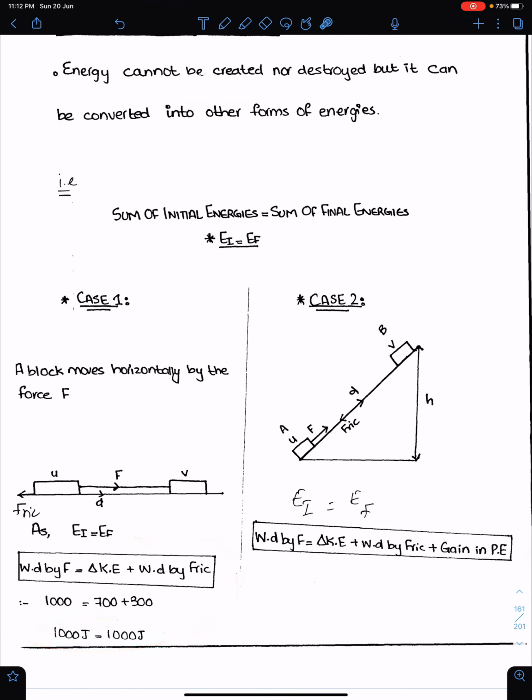Case 2. A block moves up the slope by applied force F. So according to law of conservation of energy, work done by F is the initial energy, and this will be distributed into three types of energies: change in kinetic, work done by friction, and gain in potential, because the height of the object has increased.